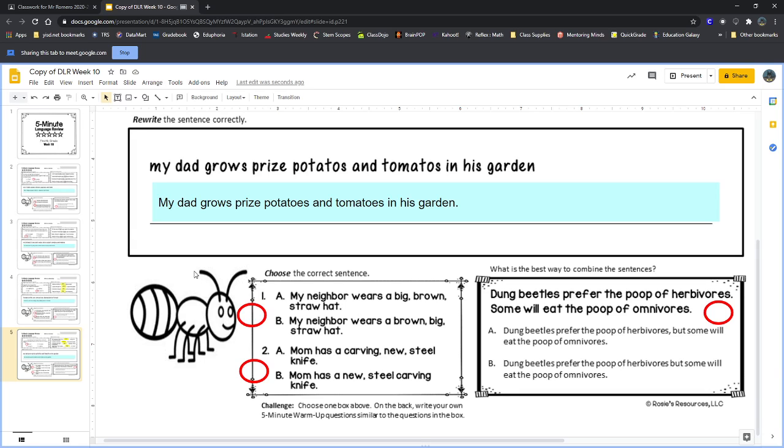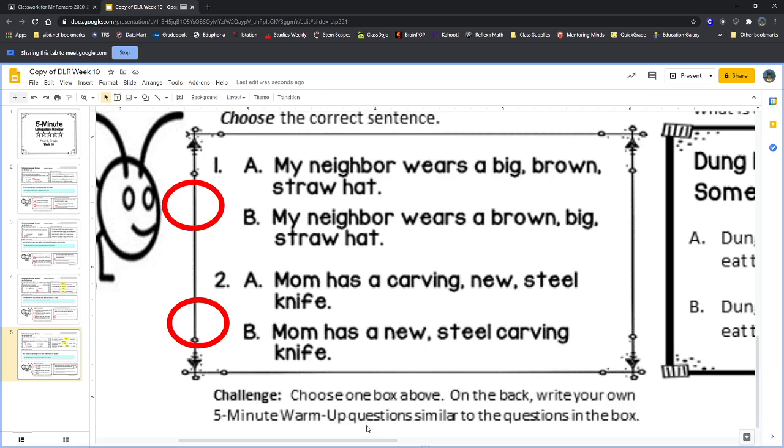What about the next part? Let me zoom in. Choose the correct sentence. I have two sentences. My neighbor wears a big brown straw hat, or my neighbor wears a brown big straw hat. Which sentence is written correctly? Noah? A. My neighbor wears a big brown straw hat. We talk about the size, the color, and then the material.